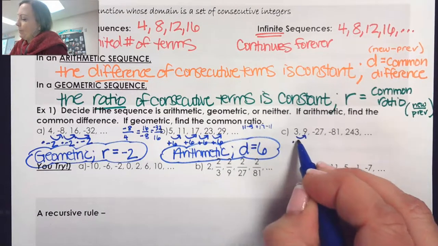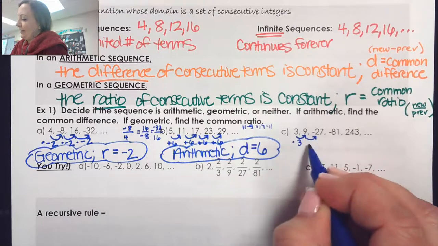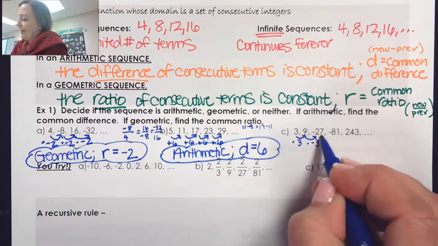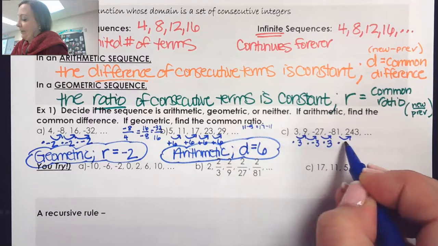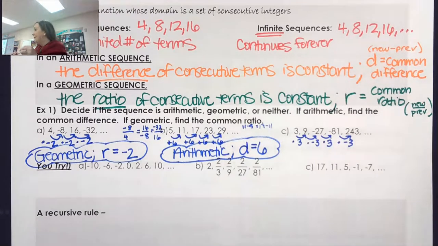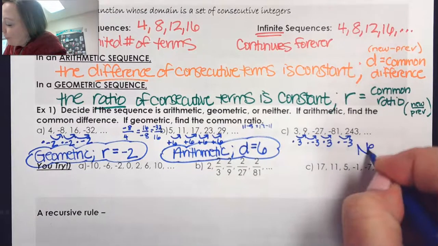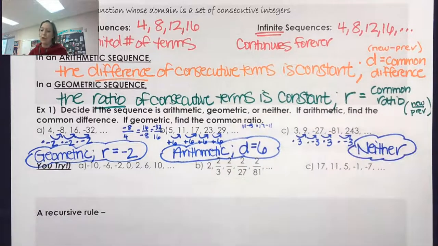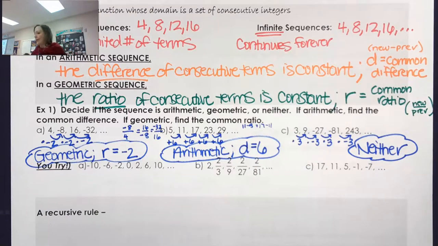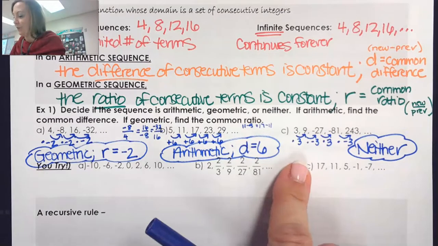Well, we multiply by 3 and then by -3 and then by 3 and then by -3. Is that the same? No. So even though there's a pattern and there's multiplication involved, this is neither arithmetic nor geometric because it doesn't have the same ratio. So, right, it's not constant. Perfect. Okay, so there's a pattern, but it's not a constant ratio.